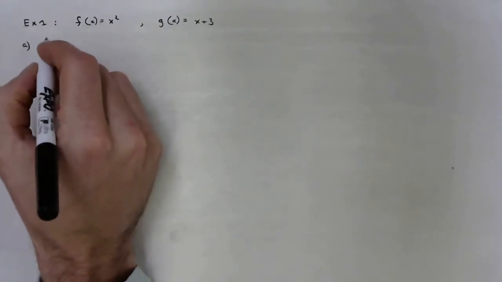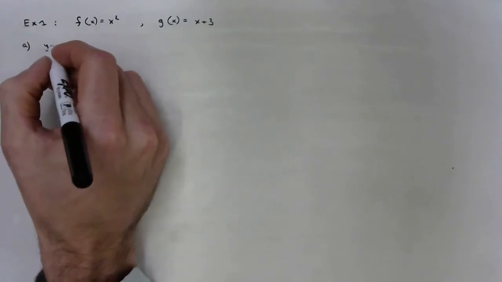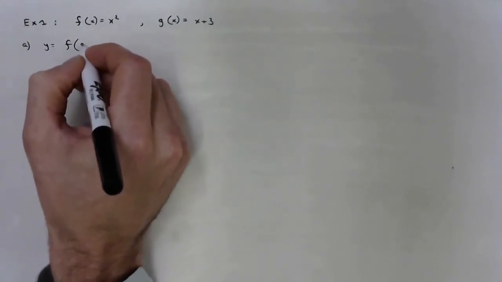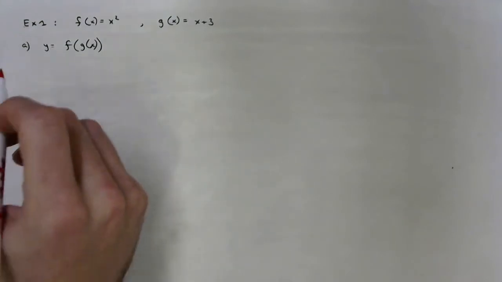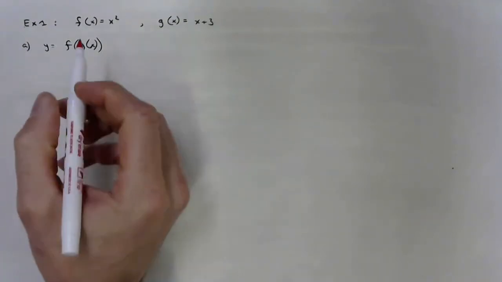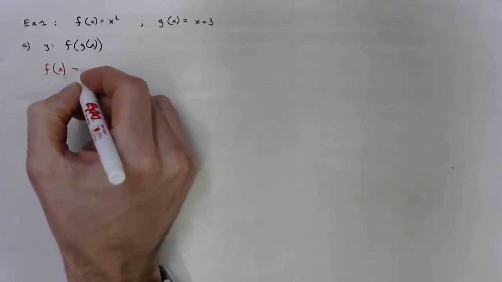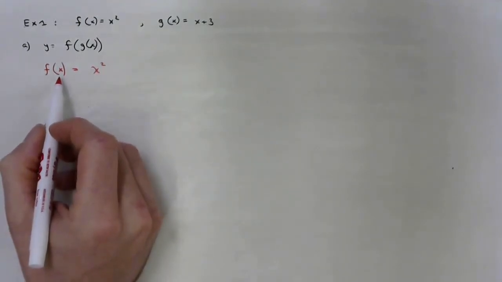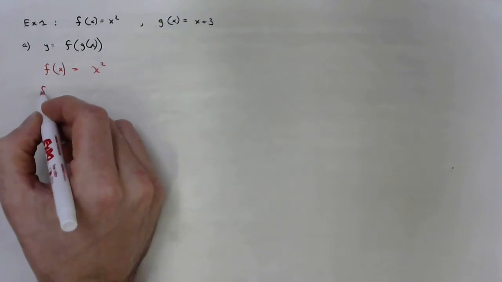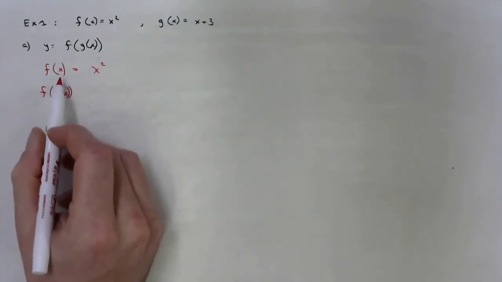In A, we are asked to determine the composite function y equals f of g of x. Okay? So all we need to do then is look at what f of x is. So I'm going to first look at f of x. F of x is x squared. Now what happens if I, instead of subbing a value in for x, instead I write this, f of g of x. What I've done is I've subbed in g of x in place of x.